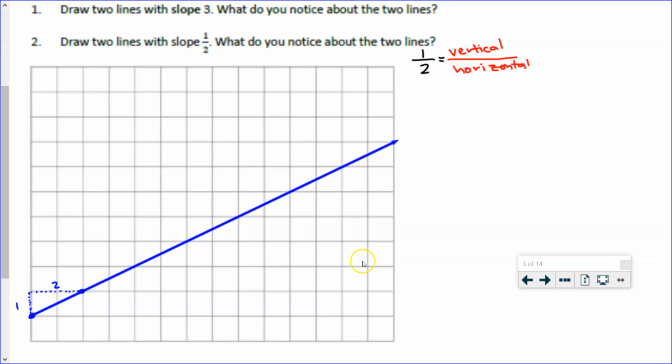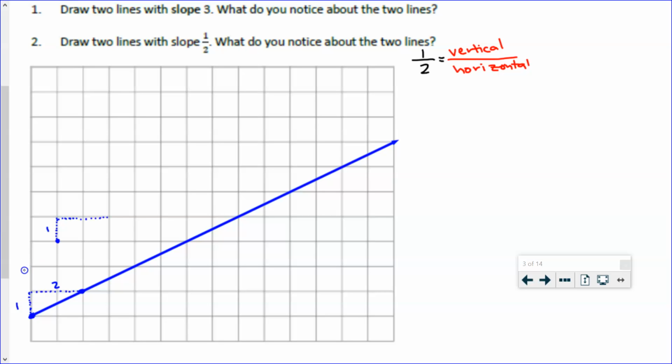Since we should have drawn a second line with slope of 1/2, we're going to pick a different point. Probably not this one because that's where I started my first line. So maybe right here. And we only need 2 points. This is the first point. To find the second point, I have to have a vertical change of 1. So I'm going to be going up 1 because that would be a vertical change of 1. I need to have a horizontal change of 2. So that means I'm going to need to go over how much?